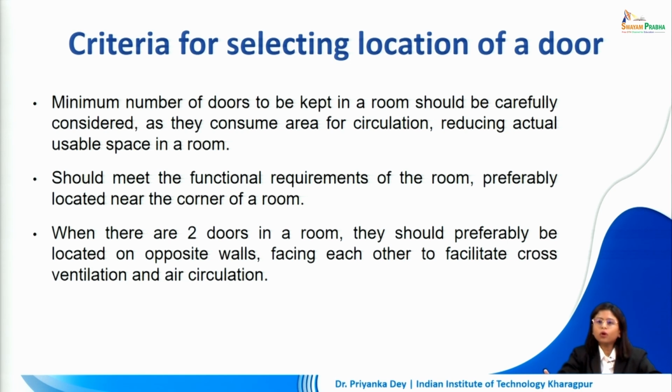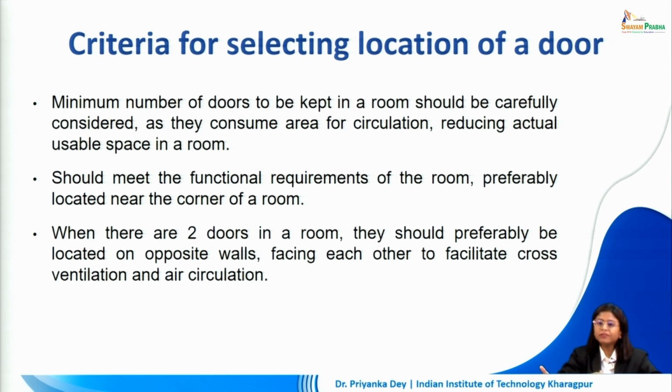So before we go about selecting a certain type of door, we actually have to first locate the door in the plan. So there are certain parameters we keep in mind when selecting the position for fixing the door in the wall. First of all, the minimum number of doors that have to be kept in a room should be carefully considered because every time we provide a door, there has to be a certain amount of space around it that is needed for circulation.